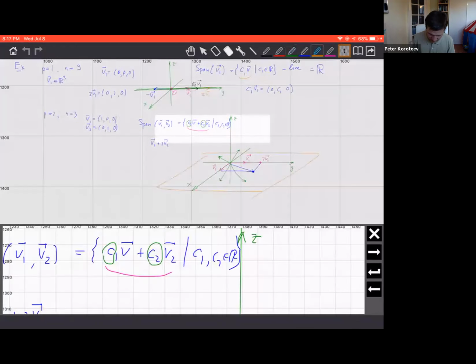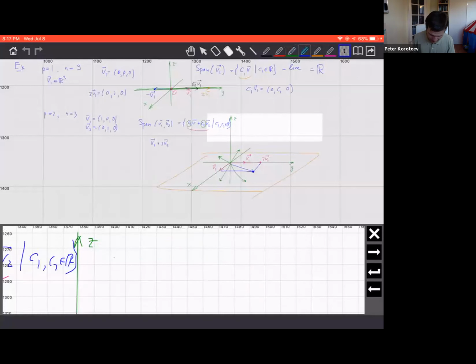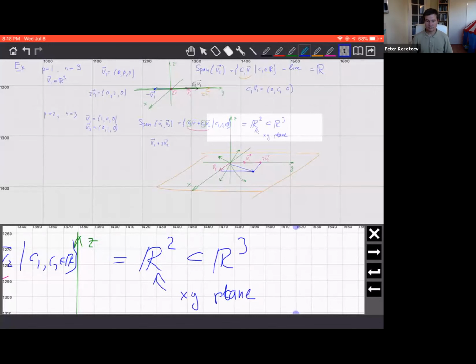So that is equal to the span of two vectors is the plane. It's a plane which is a subset of R3. Here is the xy plane. Do you agree? Which part of the definition of the construction do I need to explain again, if it's not clear?